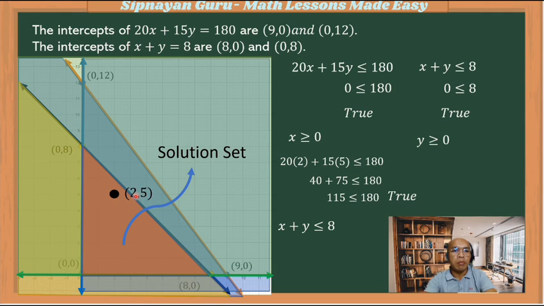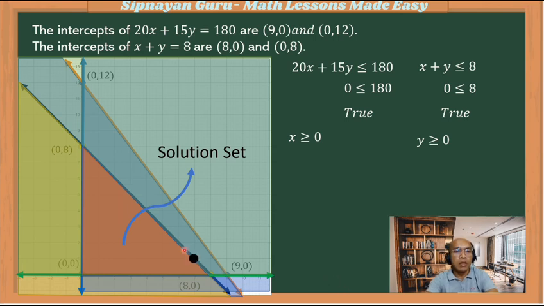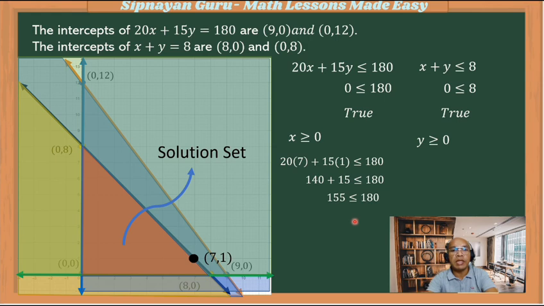So if you add the number of mangoes, which is x, to the number of guavas, the sum is 7. Still, that is less than 8. Suppose we have a point here. The coordinate is 7 and 1. So, what is the cost? 20 times 7 plus 15 times 1 less than or equal to 180. So, 20 times 7 is 140, then 15 times 1 is 15. 140 plus 15 is 155, still less than or equal to 180. So, the statement is true.